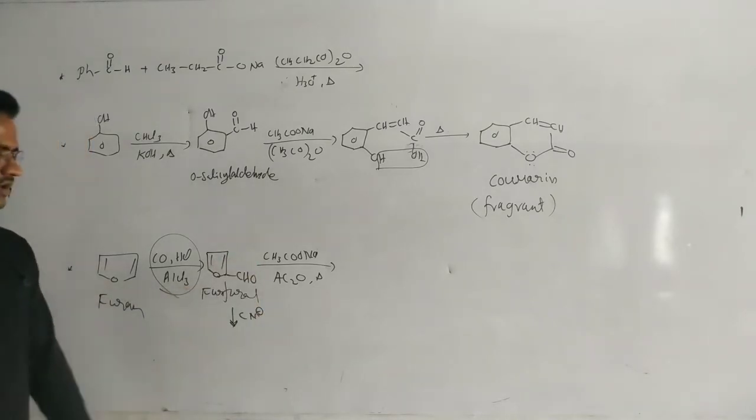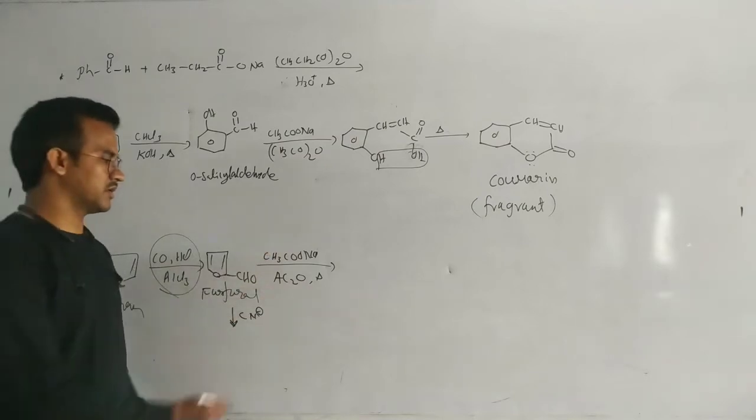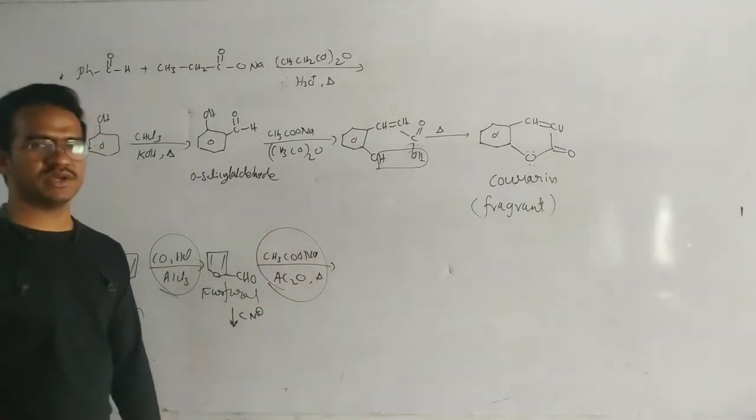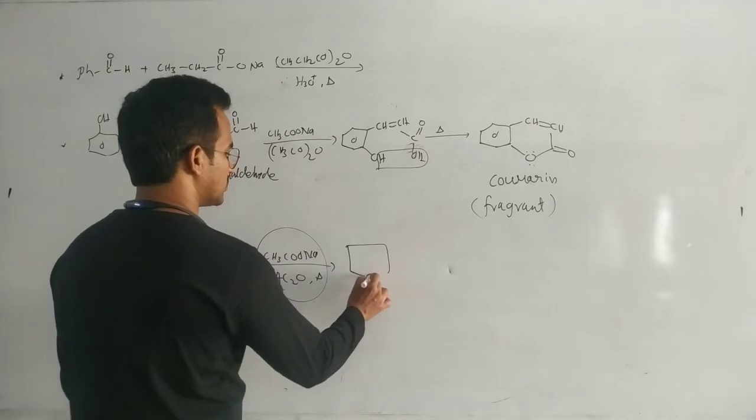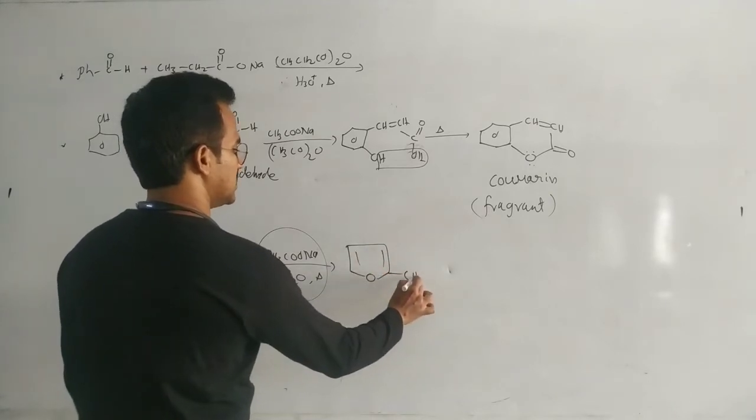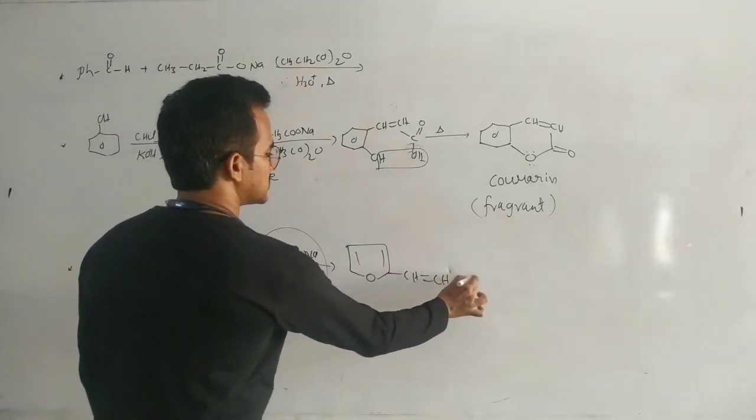Aldehyde. Furfural. Now this furfural, on treating with this combination of reagents, is nothing but a Perkin condensation. So in Perkin condensation, the product has CH double bond CH and COOH.